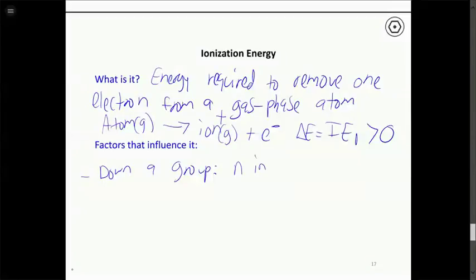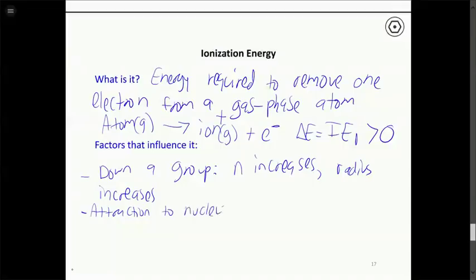As we go down a group, the principal quantum number increases. We saw that the radius increases. And that means the attraction to the nucleus decreases or weakens. So if the electron is farther away from the nucleus, it's not held as strongly by the nucleus, so it takes less energy to rip that electron off. So as we go down a group, the ionization energy goes in the opposite direction as radius. It's going to decrease as we go down a group.